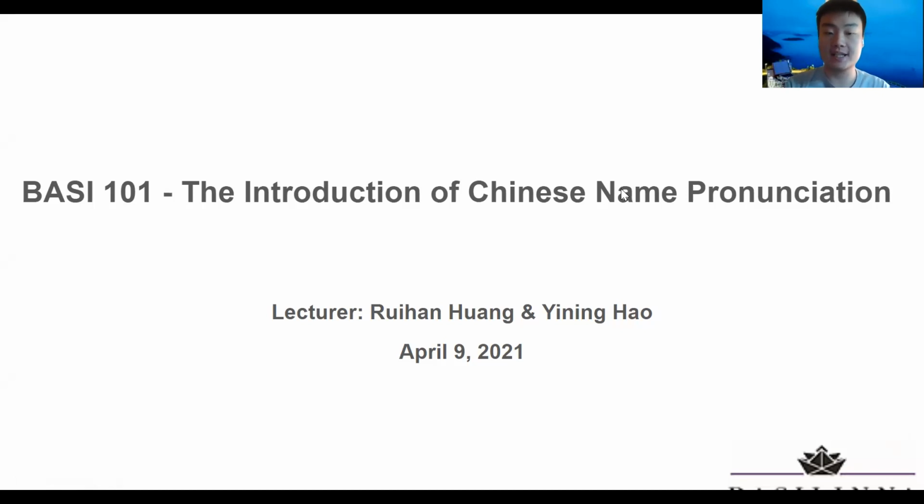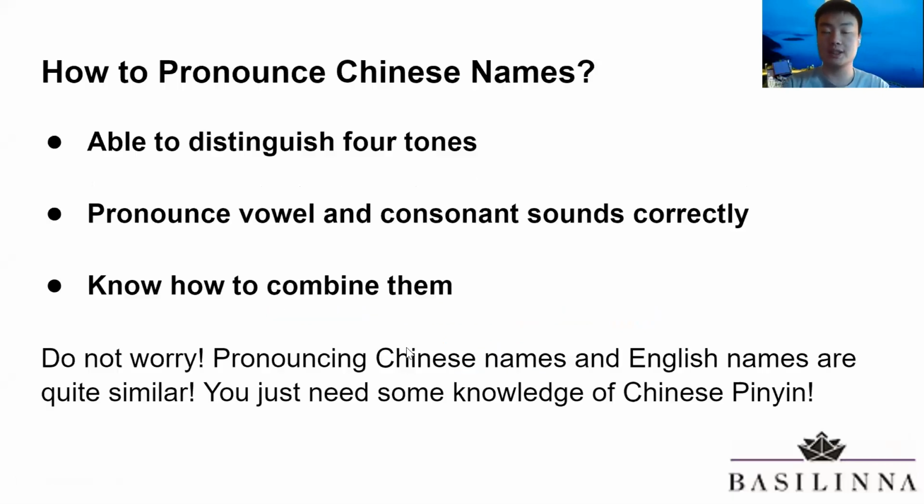And this is pretty easy. You should only know about the following steps. Firstly, you should have a good knowledge of how to distinguish four tones. Secondly, you should pronounce vowel and consonant sounds correctly. Third one, you should know how to combine them. Therefore, in order to pronounce Chinese names, we should have some knowledge of Chinese Pinyin. But do not worry, this is not very difficult because pronouncing Chinese names and English names are quite similar. You just need some knowledge of Chinese Pinyin. So now, today, let's dig into that.